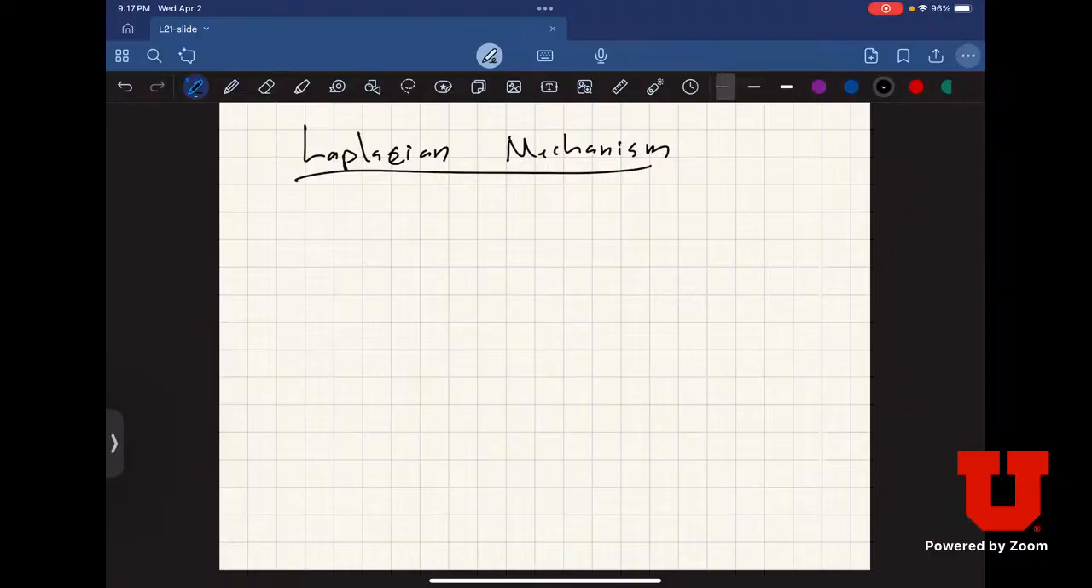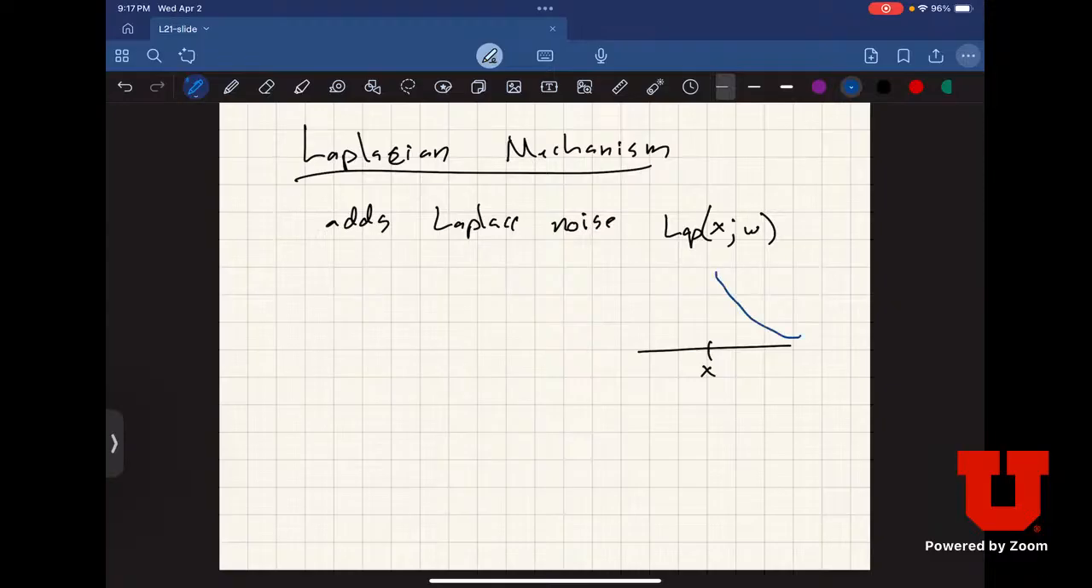It basically adds Laplace noise. Okay, the Laplace function, LAP of X with the parameter W, the bandwidth parameter, it looks something like this. This is X, and there's a probability distribution that looks like this, and the bandwidth parameter is approximately W. So W is how wide it is. As W is wider, it's more spread out.